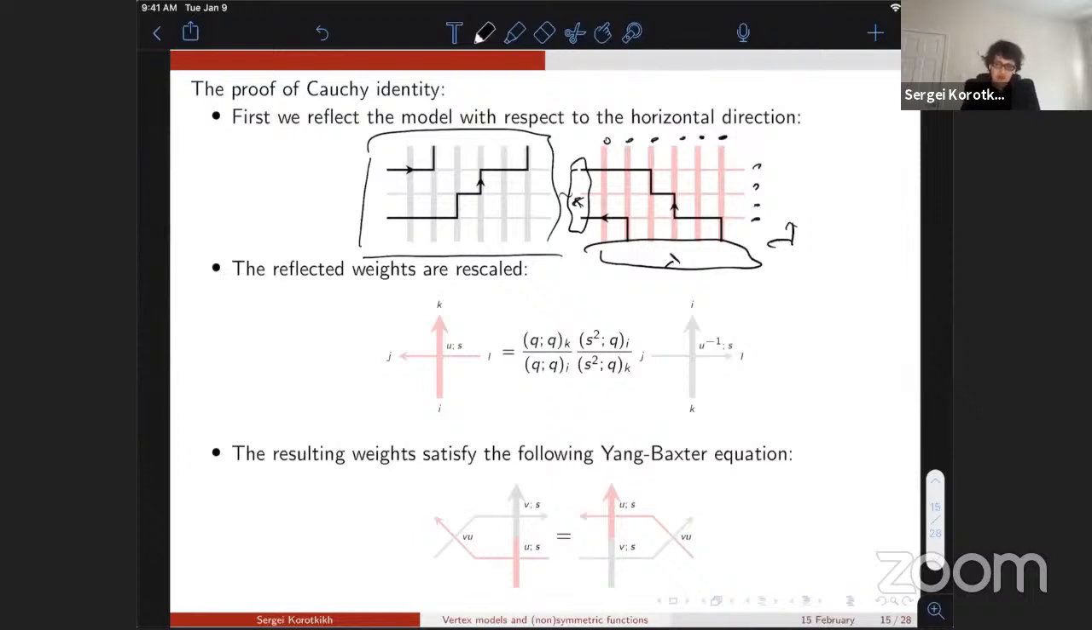Then we should rescale the weights of this dual reflected model by the product of these Pochhammer symbols, which will actually result in that constant I was mentioning when talking about the difference of F lambda and F lambda dual. So we should rescale these dual weights. And then after such rescaling, the resulting dual weights and the original weights will satisfy a Yang-Baxter equation, where the intertwining vertex will be actually some renormalization of the usual six-vertex model.